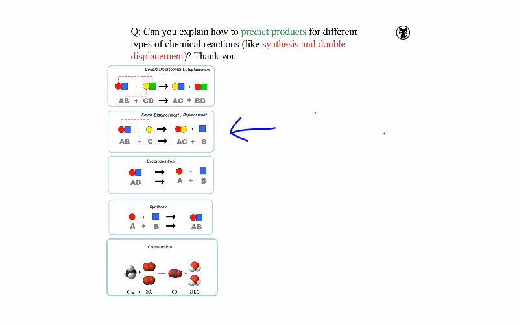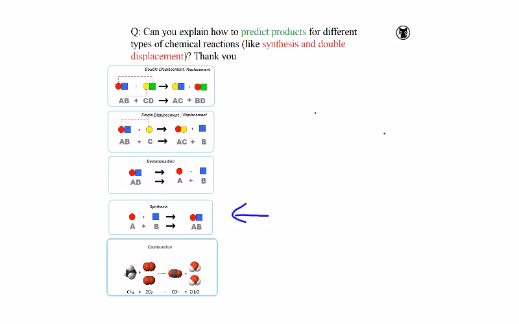The second box represents single displacement/replacement reactions. This chemical reaction occurs when an element reacts with a compound and takes the place of another element in that compound. The third box is a decomposition reaction, and it is a type of chemical reaction that involves breaking down a compound into smaller compounds or individual elements.